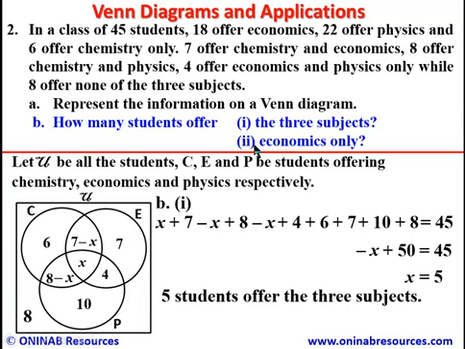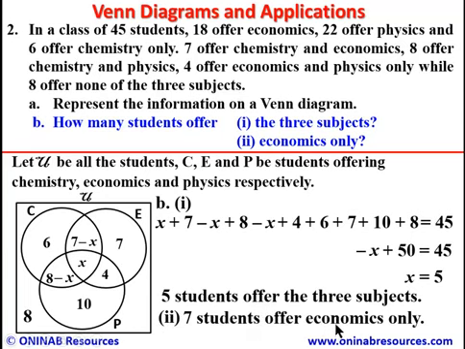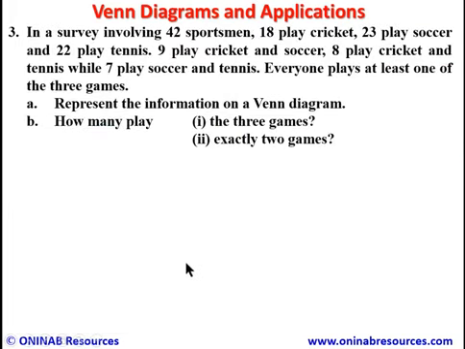Now we go to the number of students offering economics only. The number of students offering economics only has already been calculated. So we have it in this Venn diagram as 7. Therefore, 7 students offer economics only. We have done justice to problem 2. So we go to problem 3.